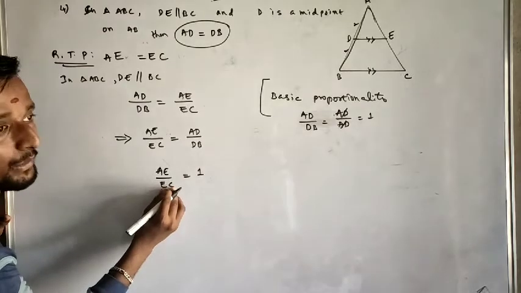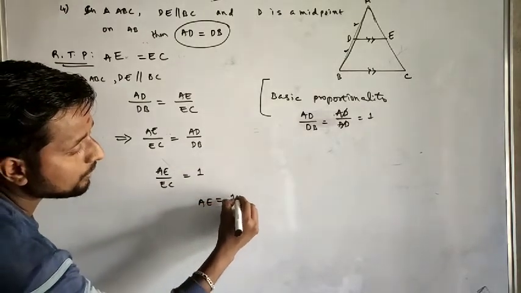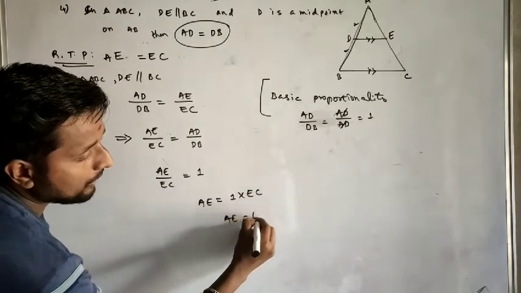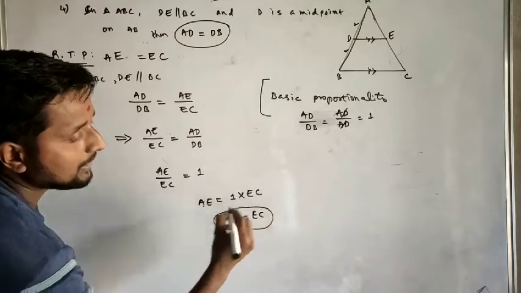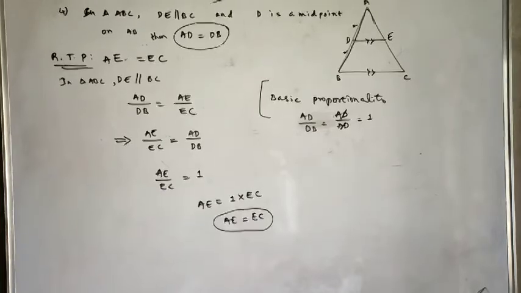Here EC is dividing, so when it moves across, it multiplies. So AE is equal to 1 into EC. Then AE is equal to EC. So that is the thing we have to show. Am I right? Correct.